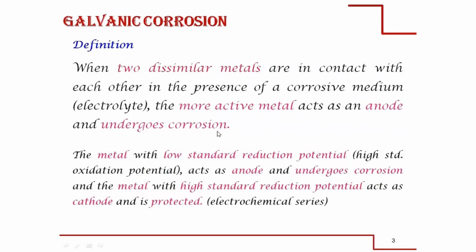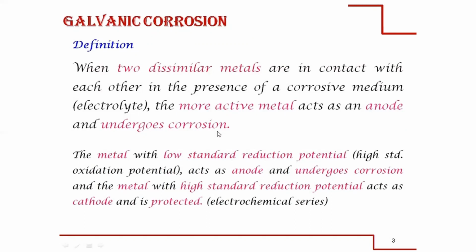The thumb rule of this galvanic corrosion is that identifying the anodic area and cathodic area depends completely upon the reduction potential of the metal. The metal with low standard reduction potential acts as anode and undergoes corrosion, and the metal with high standard reduction potential acts as cathode and is protected. The anodic area undergoes corrosion, whereas the cathodic area remains unaffected.